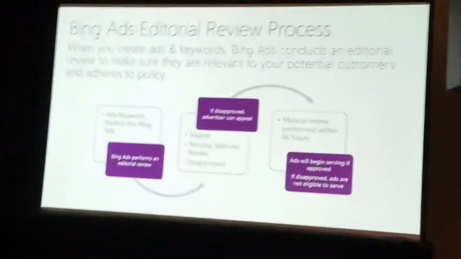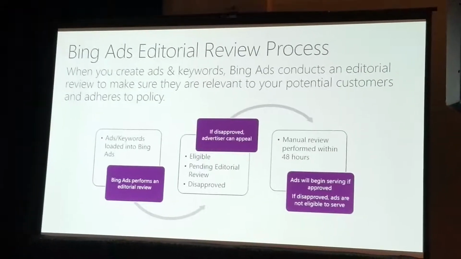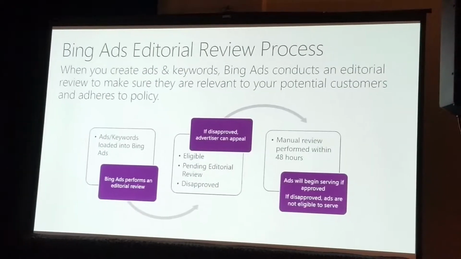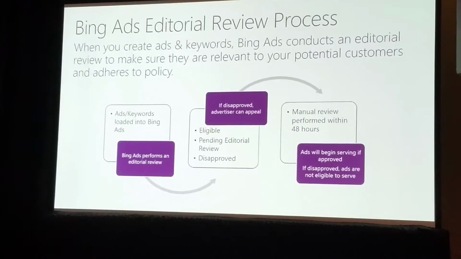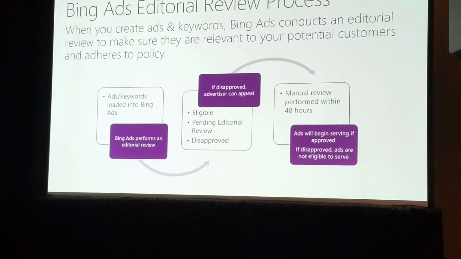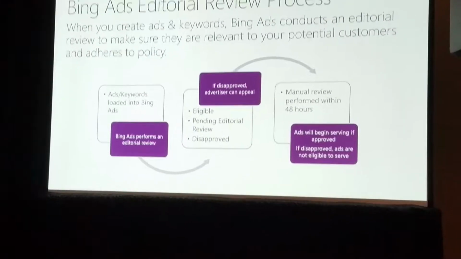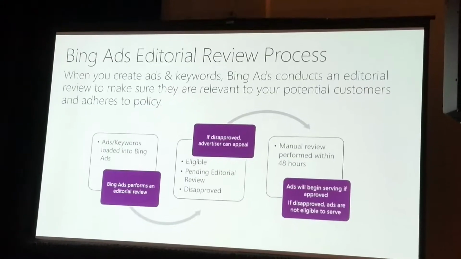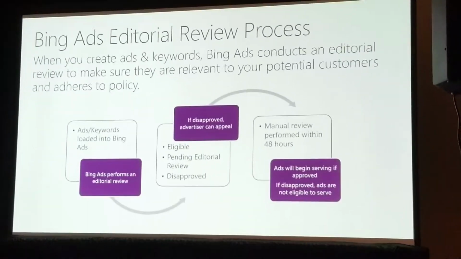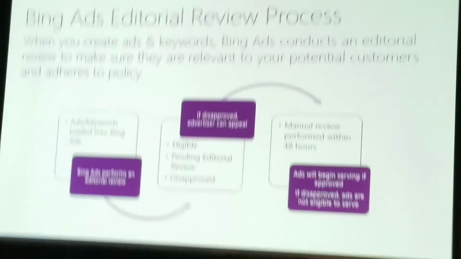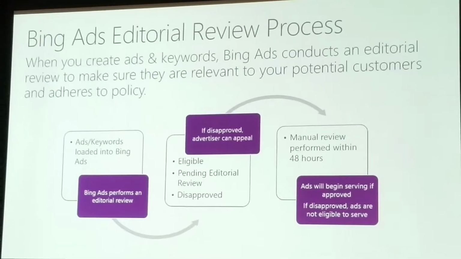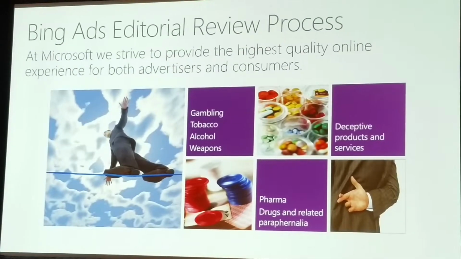If something is pending editorial review, or it's disapproved and you appeal, it then goes into a manual review. It usually takes about 48 hours, and an editorial support team looks at those ads and keywords and determines whether it's acceptable to run or if it violates any of our editorial policies. If they're approved, they'll begin serving right away. If they're disapproved, it will give you a disapproval message, and you can either begin that process again or hopefully take a look at what you've done and see how it might not be acceptable for editorial policy.